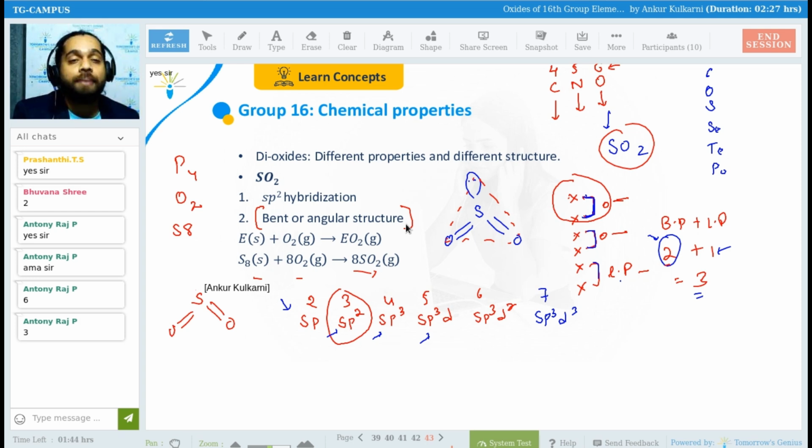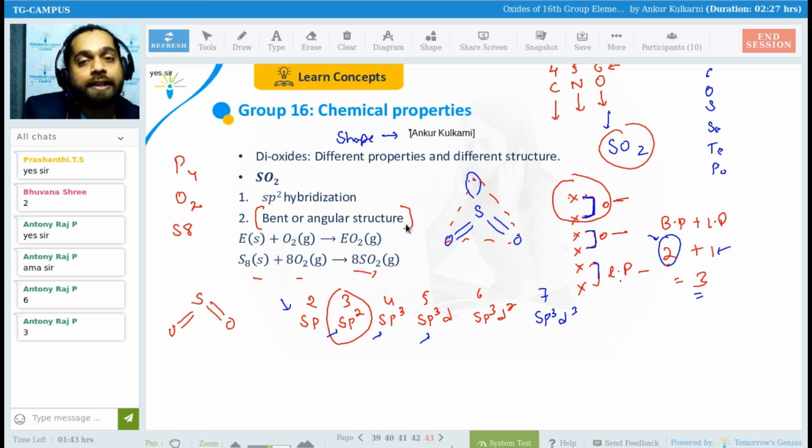In the shape, please remember, write it on the top of your book, Anthony: for the shape, draw the geometry and erase the lone pair. We do not consider lone pairs in the shape. We just consider the elements and the atoms. Is it clear? Come on, give me a yes. Okay, fine. So let us go ahead now.